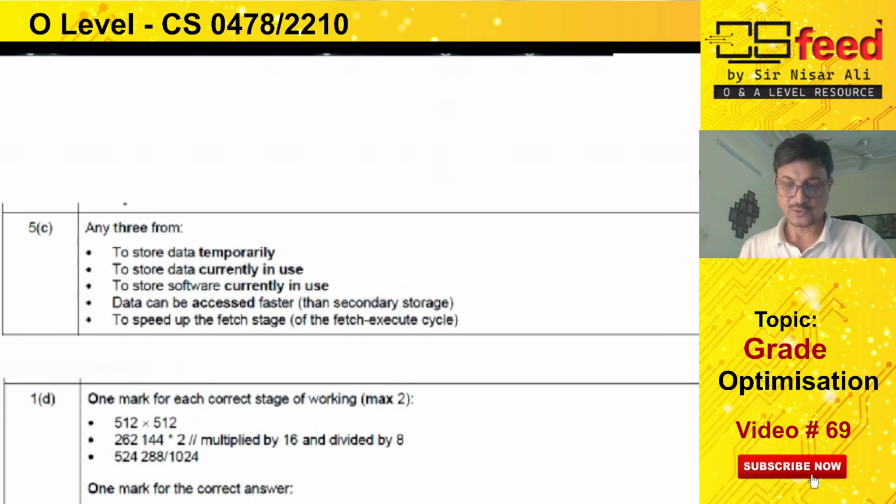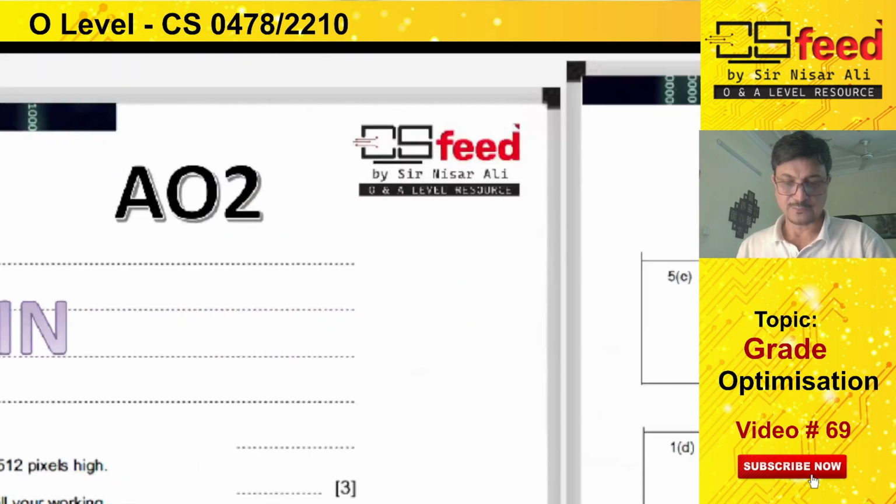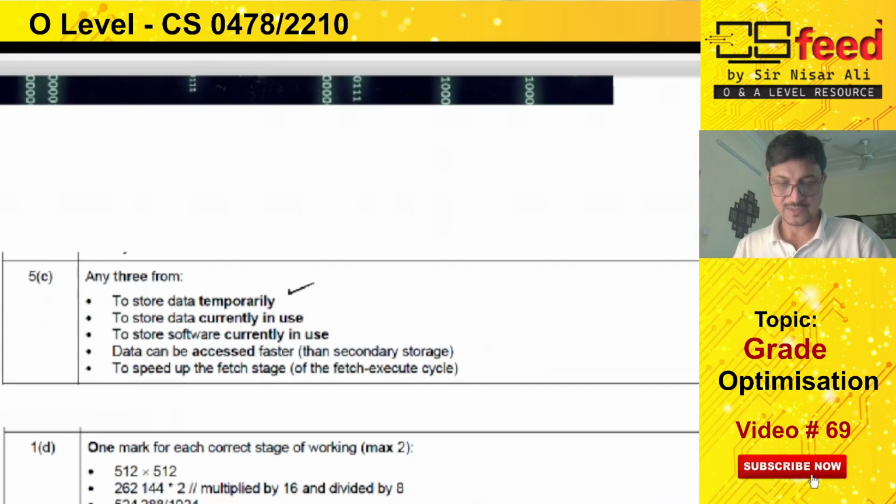Now see, to store that data temporarily. Okay. A computer needs the RAM to store the data temporarily. To store data currently in use. So these are the reasons. To store software currently in use. This can be another reason. Data can be accessed faster than the secondary storage.